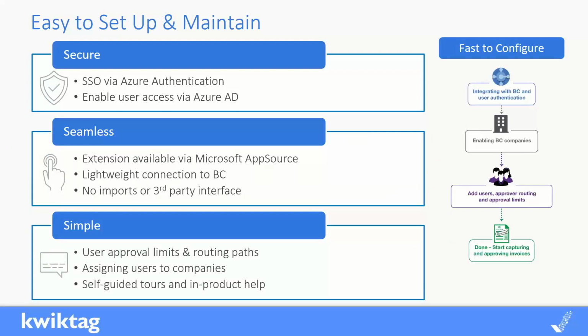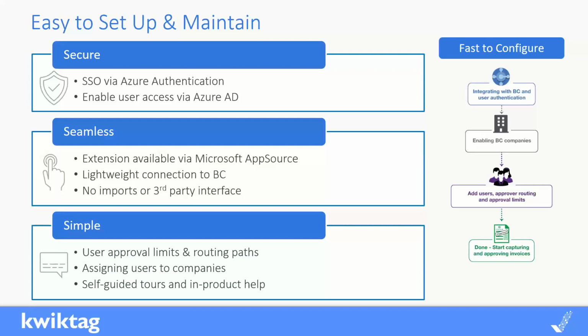Now, as I mentioned on the earlier slide, it's easy to set up and easy to maintain. With SimplyAP, we have a single sign-on that connects to your Azure authentication. And for user access, we can import everybody that is in your Azure Active Directory, and then you can follow those groups and individuals so they won't have to log in and log out to be able to use SimplyAP or Business Central. It's very seamless.